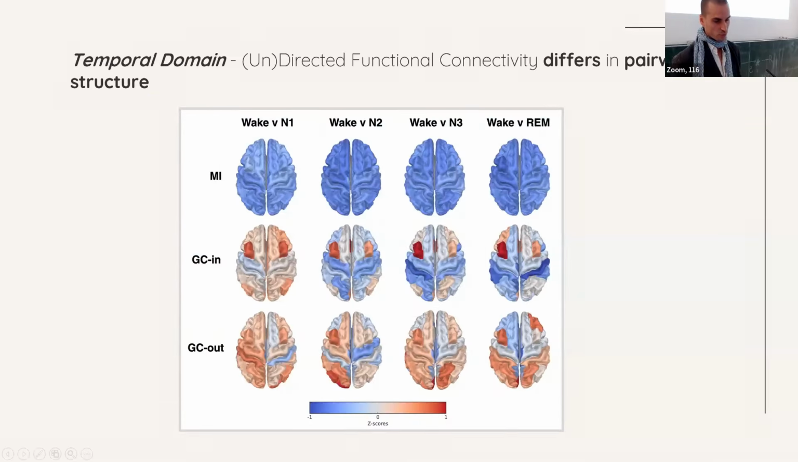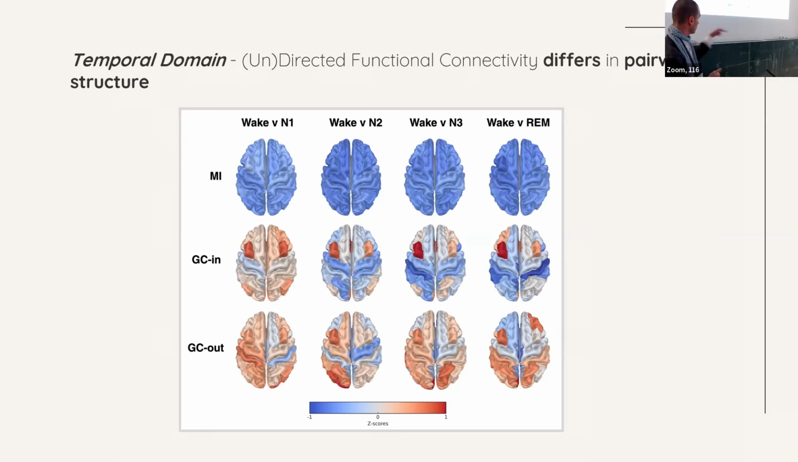So to evaluate the utility of directed functional connectivity, I compared it to the mutual information, which measures undirected functional connectivity. And what you are seeing here are the normalized effect sizes for sleep stages compared to the wake condition.